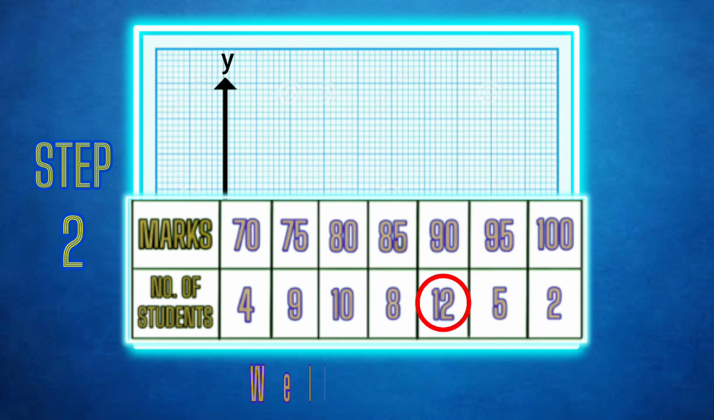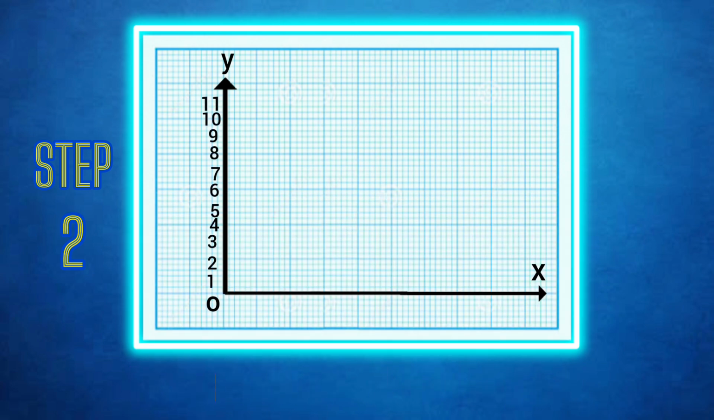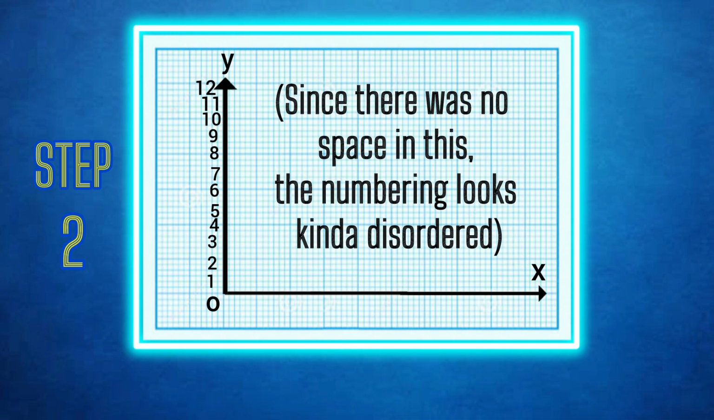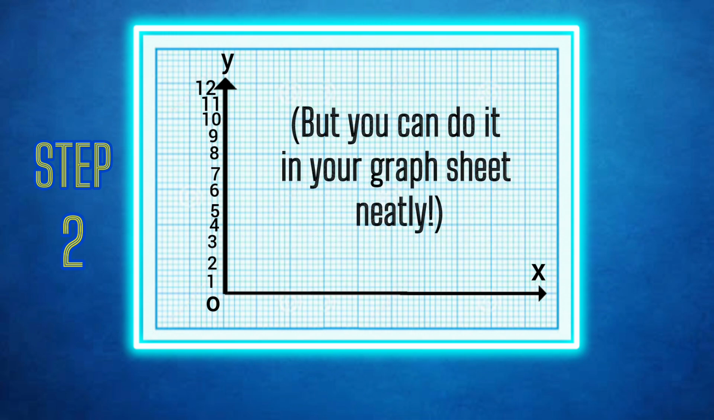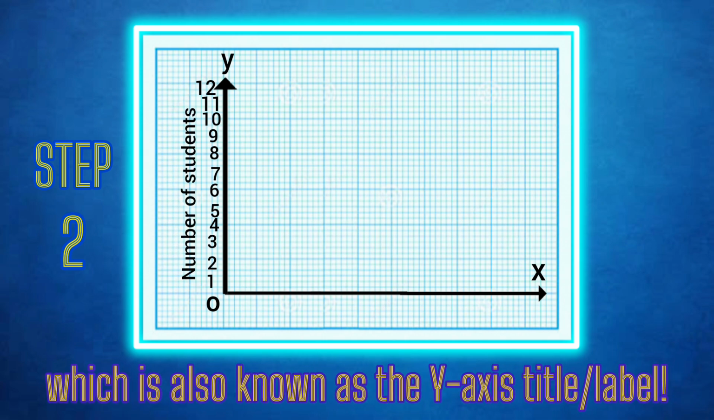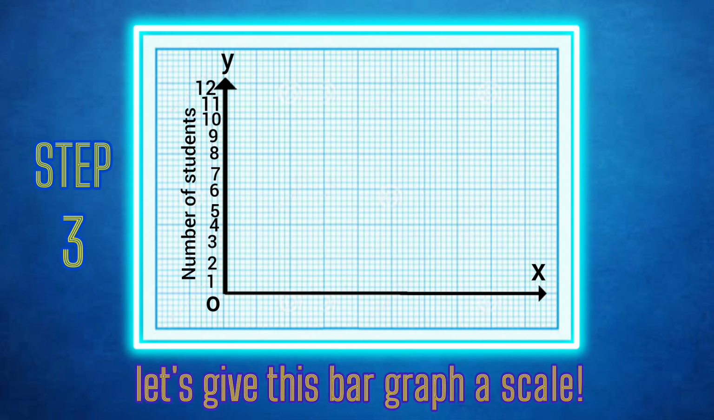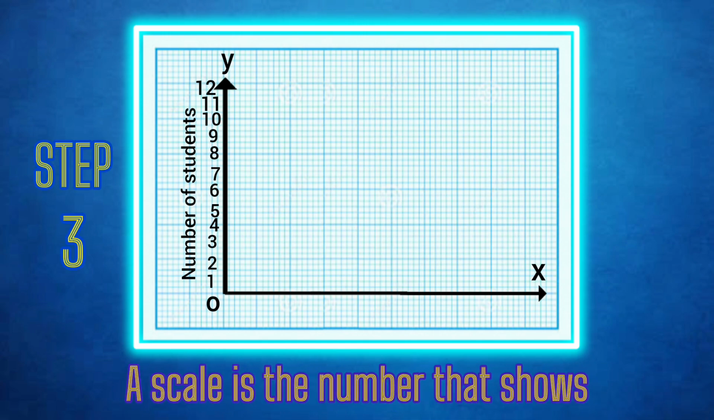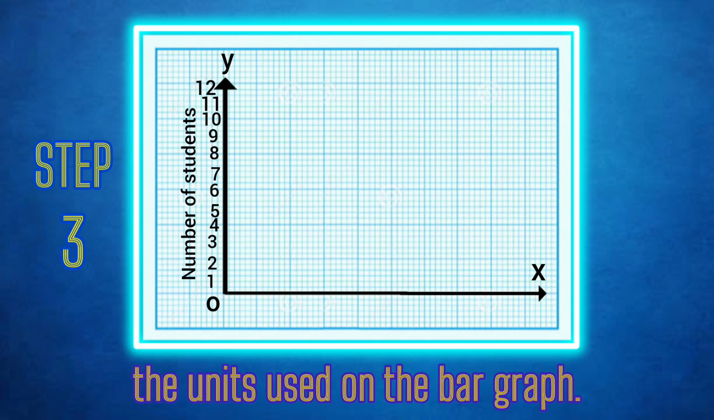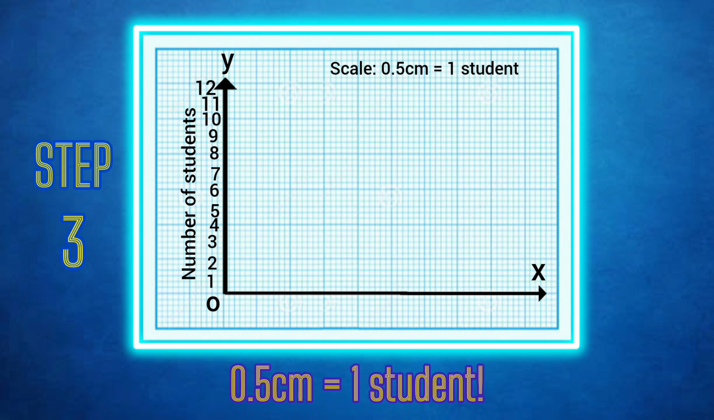Well, in this table, 12 is the greatest of all the other numbers of students, so write 1 to 12 over here as shown on the screen. And label the part as the number of students, which is also known as the y-axis title or label. Step 3. Before we start drawing the bars, let's give this bar graph a scale. A scale is the number that shows the units used on the bar graph. So, the scale for this particular bar graph is 0.5 centimeters is equal to 1 student.